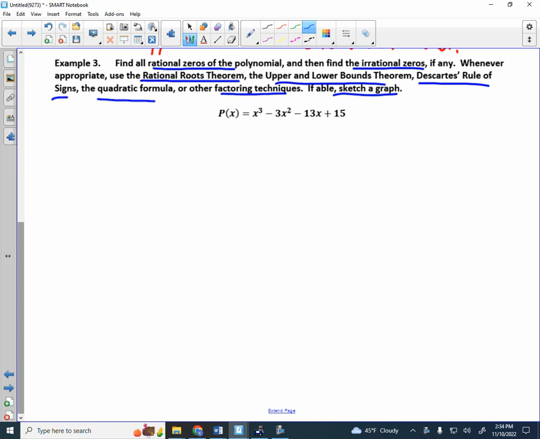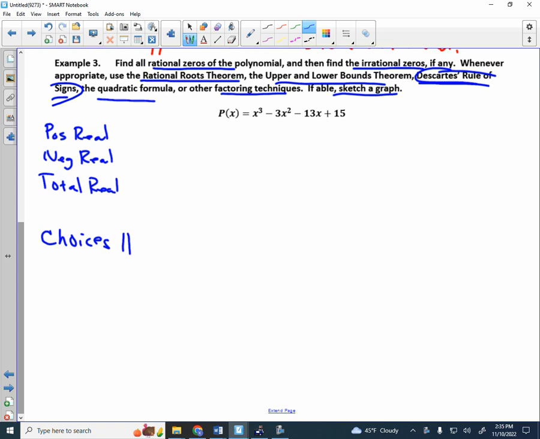We're just going to list these. Positive real and negative real. And that will provide for us our total real. That is using Descartes' rule of signs. So we've done that part right there. Okay? All right? Rational roots theorem, that's where we list our choices for the rational roots theorem. So I'm going to list my choices for the rational roots theorem.